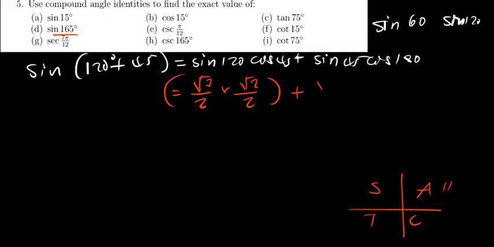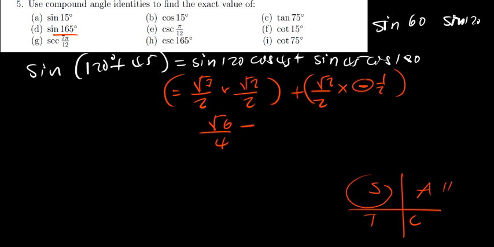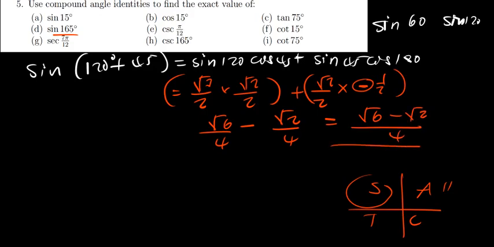Here we go. 120 is in the second quadrant, only sine is positive. So for this one, remember to put in the negative. Now what is cos 120? Cos 120 is the same as cos 60, which is 1 over 2. So it will be negative half. So this will be square root of 6 divided by 4, and because of this negative, minus root 2 over 4. So the final answer will be this. That's the answer.